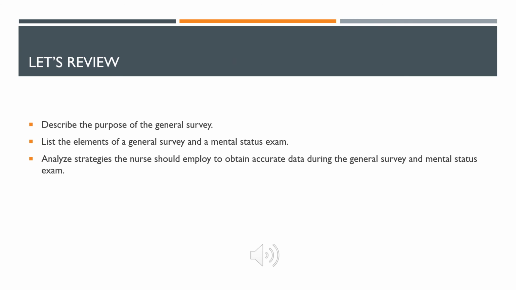So again, let's circle back around to our objectives. Hopefully you now are able to describe the purpose of the general survey. You can list the elements or parts of a general survey and a mental status exam. And you hopefully will be able to describe or analyze how you as nurses can use certain strategies to obtain accurate data during both the general survey and mental status exam.